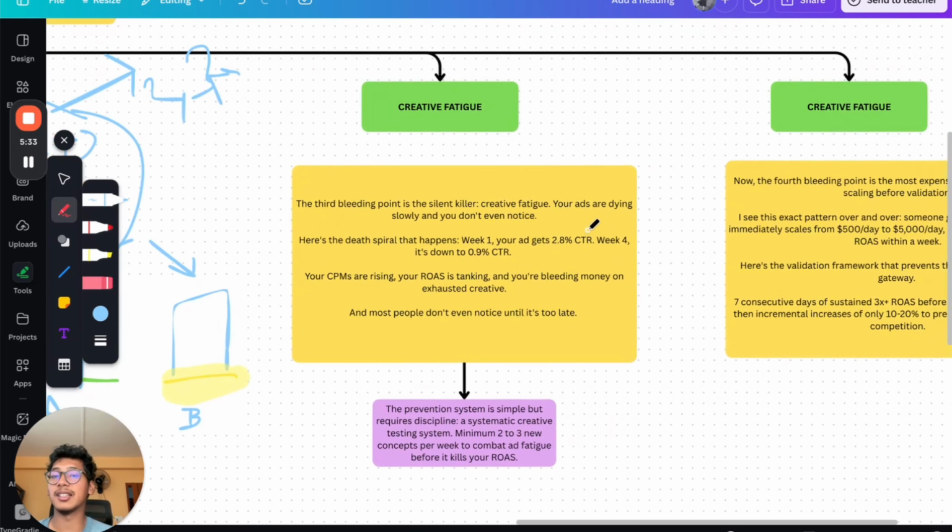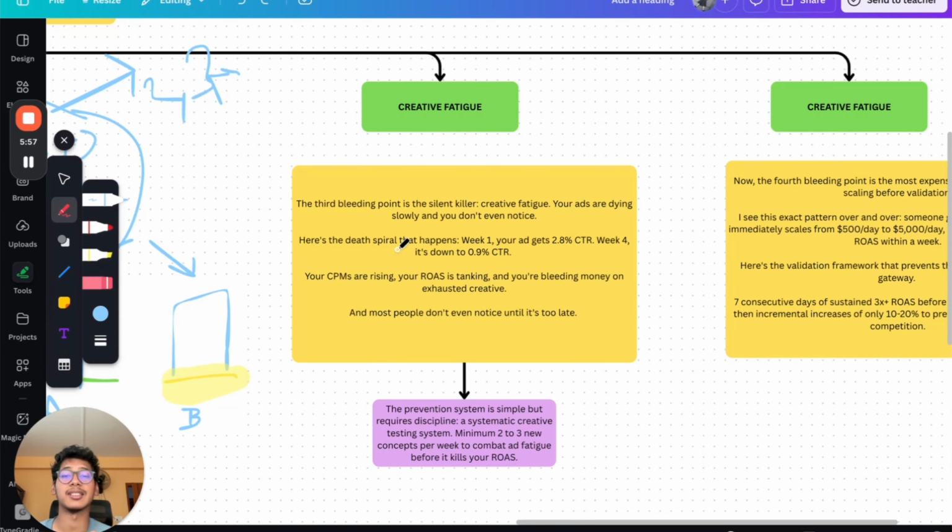The third thing is creative fatigue. So the third bleeding point is the silent killer. Your creative fatigues. Your ads are dying slowly and you don't even notice. Here's the death spiral that happens. Week 1, your ad gets 2.8 CTR, and week 4, it's down to 0.9 CTR. Your CPMs are rising, your ROAS is tanking, you're bleeding money on exhausted creatives, and most people don't even notice until it's too late.